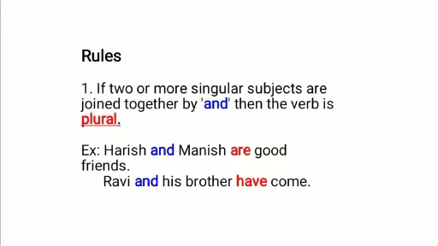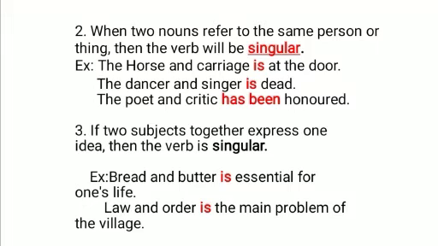Coming to the next rule, if two nouns refer to the same person or the thing, then the verb will be singular. Now these two nouns when joined together by and are not referring to two different things or two different persons. Instead, they are referring to one person itself. Then the verb will be singular.